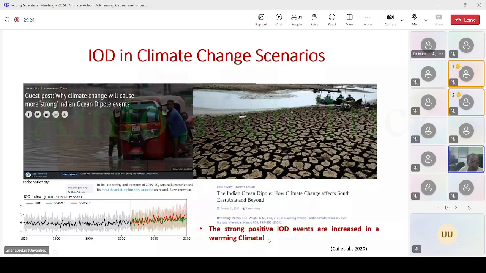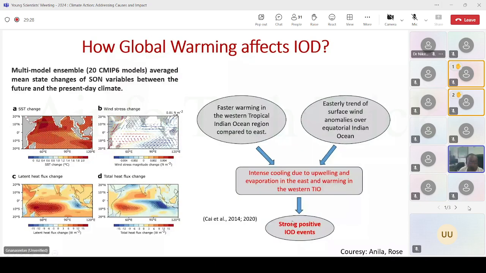Now, why do strong IOD events happen during the global warming scenario? This is the multi-model mean of 20 CMIP6 models, showing the average mean state changes from the present-day climate. You can see this large warming in the western region. This is the SST change. Similar to the SST change, you will see the change in wind pattern, with large easterlies over the equatorial Indian Ocean.